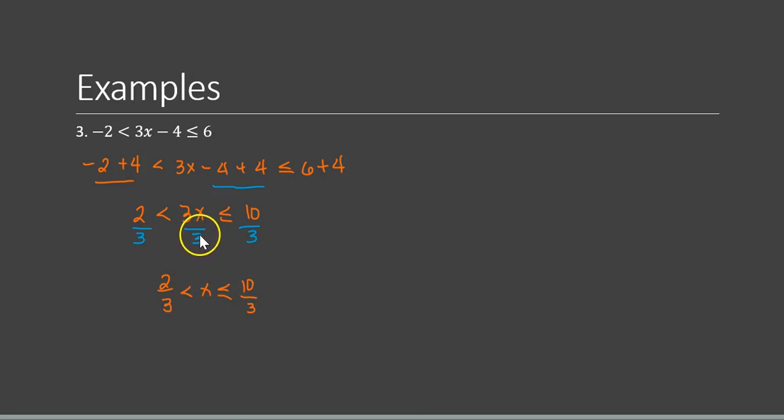This is positive. But if there are instances that you have this type of problem, let's say that's negative x and you have negative 1 to 5, and you need to divide by a negative number, then you have to reverse your inequality. So what happens if you don't reverse that? It won't make sense. So this is wrong. If you don't reverse that, you'll have 1 less than x less than negative 5.